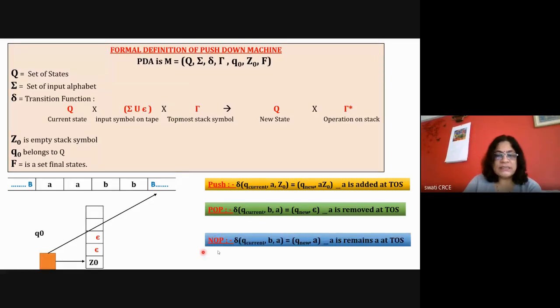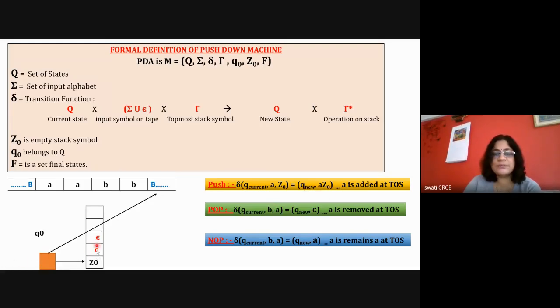So no operation is indicated as Q current state. I have taken the example as B, A, so that A is not replaced with A. If such kind of operation is there, then it is B comma A is equal to new state A. So A is remaining A. Okay, so in the pop operation we represent the last two symbols of the stack.